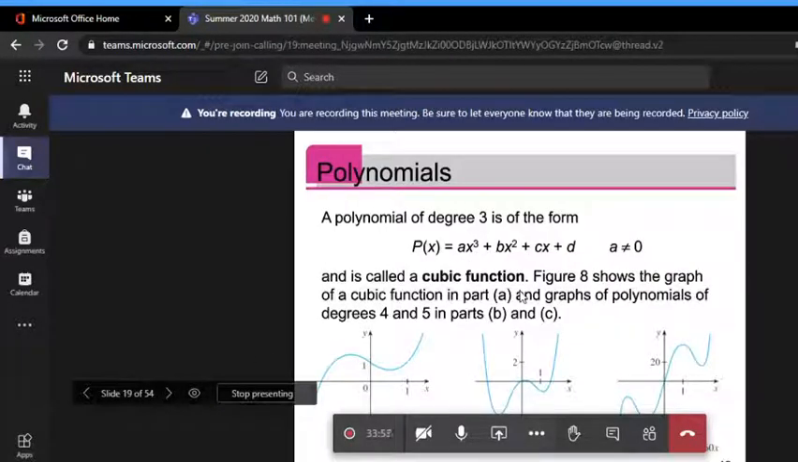Alright, a polynomial of degree 3 is of the form ax cubed plus bx squared plus cx plus d. We call them cubic functions because the degree is 3 here. This is a polynomial again, a polynomial of degree 3, and it's called a cubic function. And usually it's going to be like this wave thing. Do you see that? This one is actually order 5, which is bigger than order 3. Order 3 is going to look like a wave like this, okay?